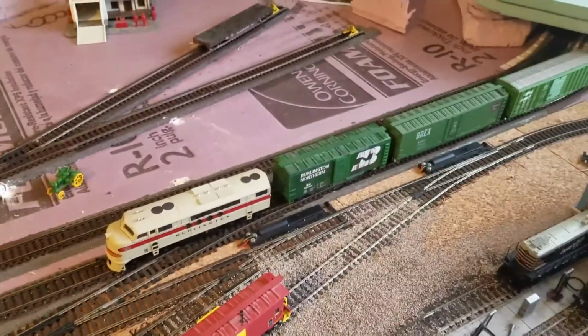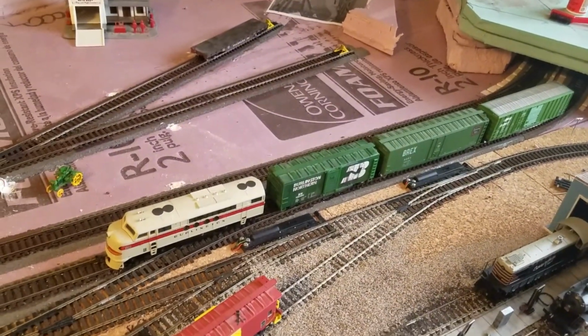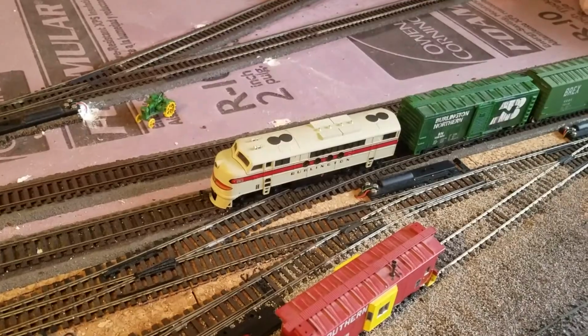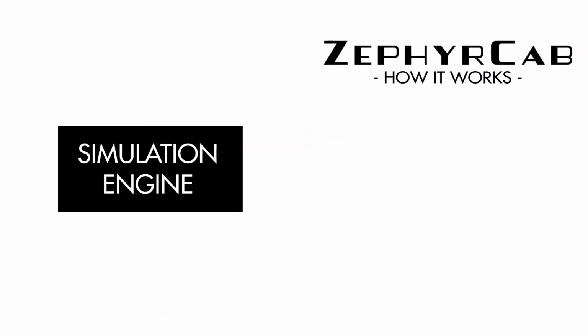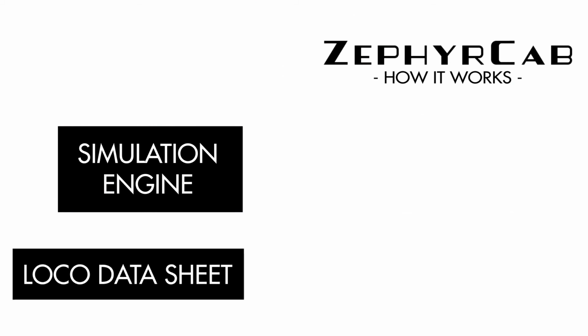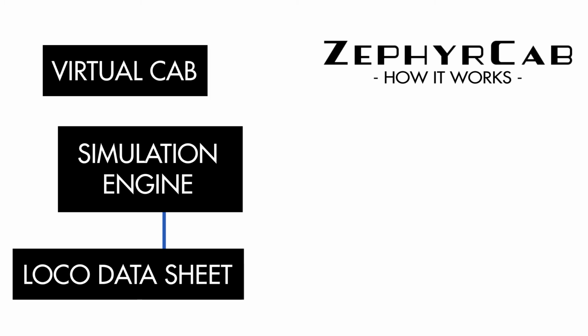So first I'm going to do a high-level overview of how ZephyrCab works, and then we'll jump into the nitty-gritty and try it out. At the heart of ZephyrCab is the simulation engine, a sophisticated program that uses information from a datasheet, such as weight and horsepower, to mimic the behavior of a specific locomotive. The user controls the whole operation from their virtual cab, a mock-up of a real locomotive control stand which works great on laptops, desktops, and even tablets.